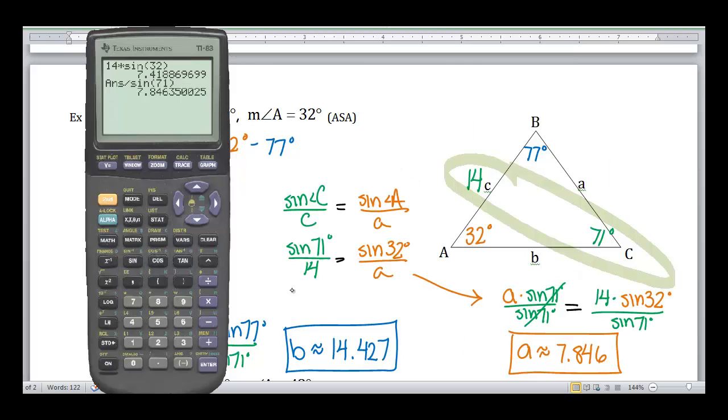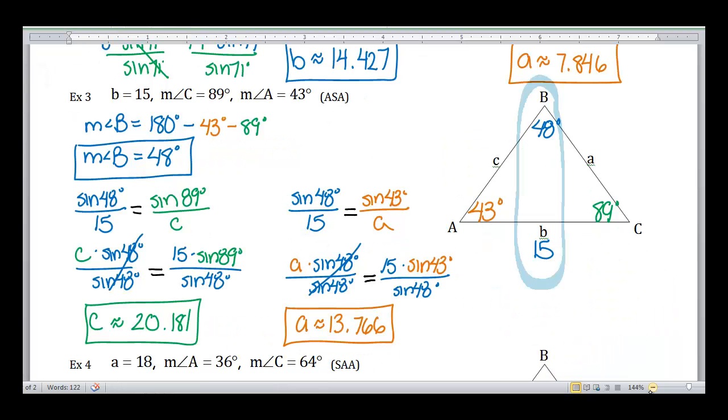Please now check that you had the correct proportion to solve for side A. Then once I cross multiplied and divided out the sine of 71 and put everything in my calculator while it was in degree mode, I got that side A should be a length of about 7.846. Please now pause the video and try example 3 on your own. When you're done, correct it with the video.